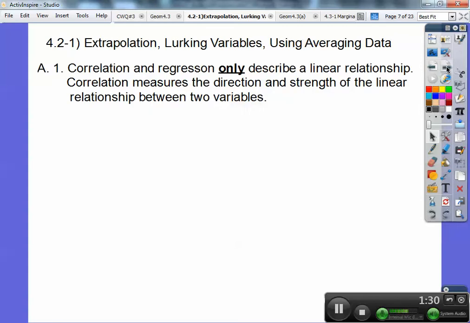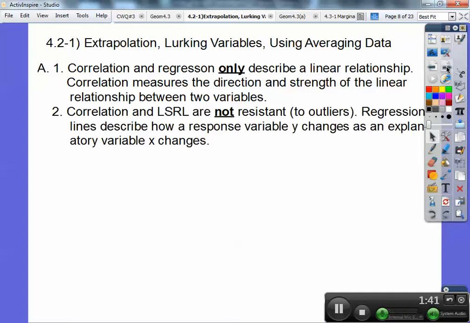Correlation and regression only describe a linear relationship. Correlation measures the direction and strength of a linear relationship between two variables. Correlation and least squares regression lines are not resistant to outliers. Outliers will change it quite a bit. Regression lines describe how a response variable y changes as an explanatory variable x changes.